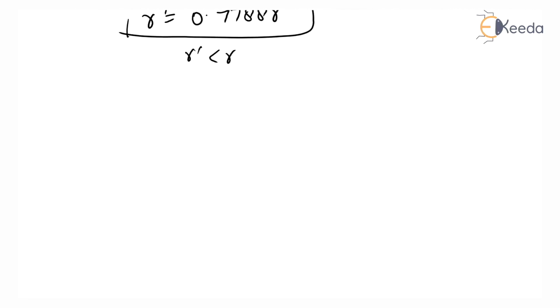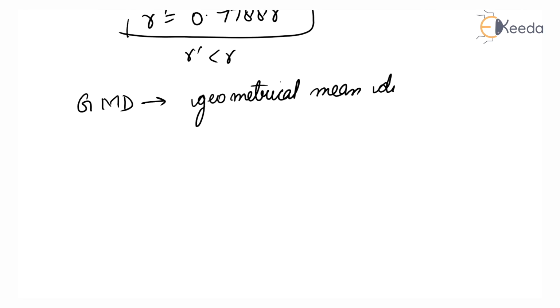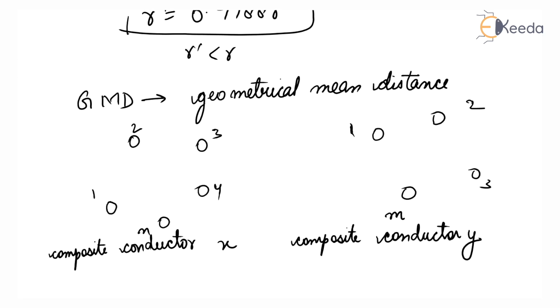Now GMD. GMD stands for geometrical mean distance. Actually, GMD simplifies the inductance calculations, particularly relating to multi-conductor arrangements. Suppose there are two composite conductors, composite conductor X and composite conductor Y.